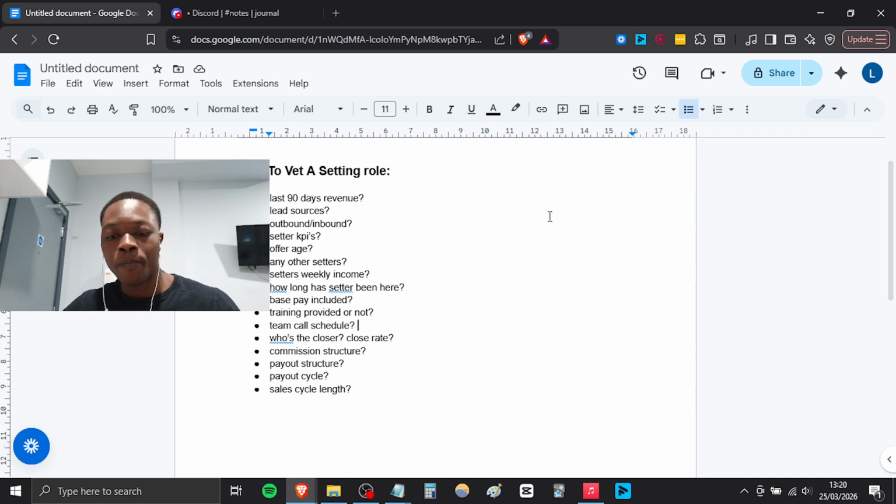What are the lead sources? Are the leads coming from Instagram? Are they coming from TikTok? Are they coming from LinkedIn? Are they coming from Twitter? You need to know where these leads are coming from. Are they coming from likes, from story viewers, from comments, from inbound lead magnets, from paid ads?